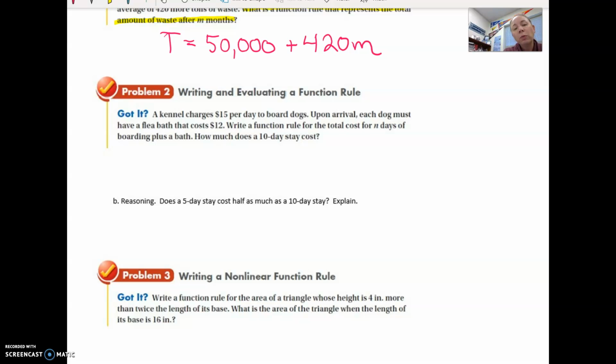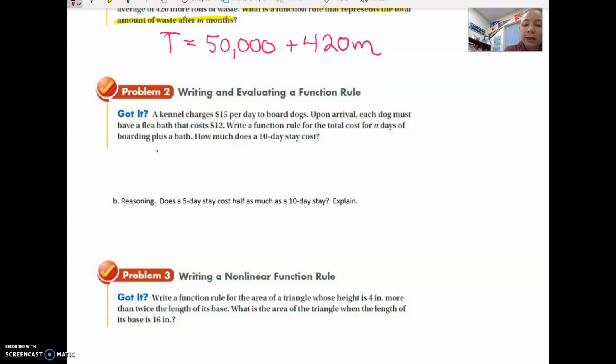So in this problem, we have a kennel that charges $15 per day to board dogs. Upon arrival, each dog must have a flea bath that costs $12. So write a function rule for the total cost for n days of boarding plus a bath. So how much would a 10-day stay cost in that case?